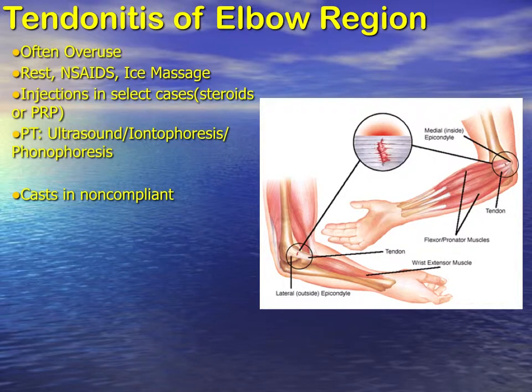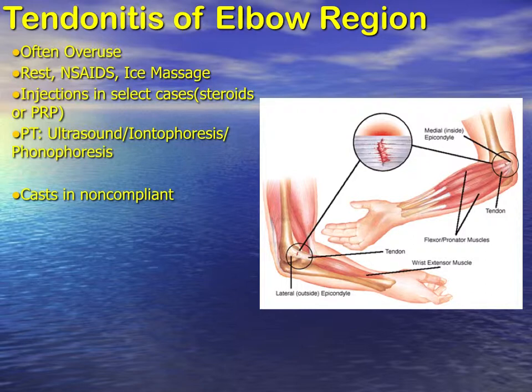Often it happens from overuse activities. We usually recommend rest or anti-inflammatories and ice massage. We can certainly do steroid injections or PRP, which is platelet-rich plasma, and that's where we take your own blood, spin it down in a centrifuge, and then inject it into the area to promote healing. Ultrasound can be helpful. Iontophoresis, where physical therapists will often use pads with medications and electrical current to drive the medication subcutaneously into the area of injury, or phonophoresis, which is the same process, only using ultrasound.